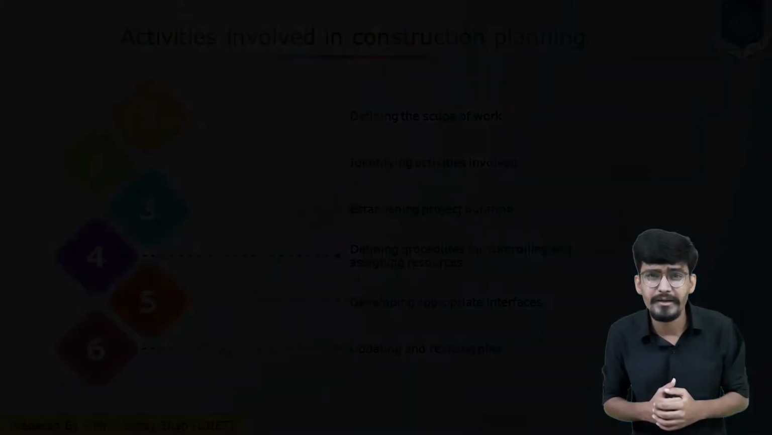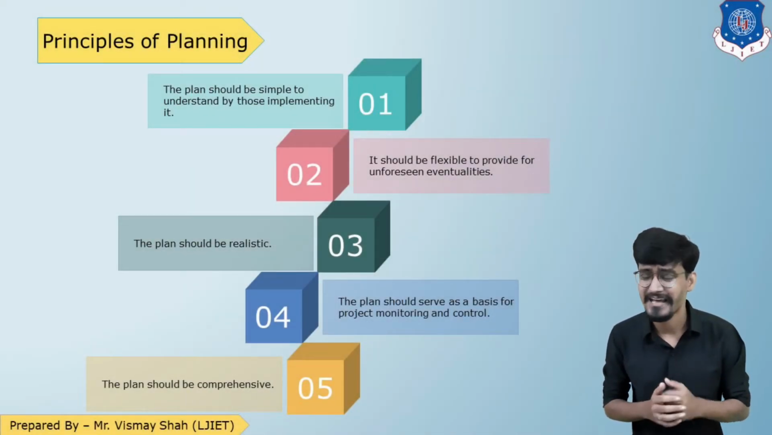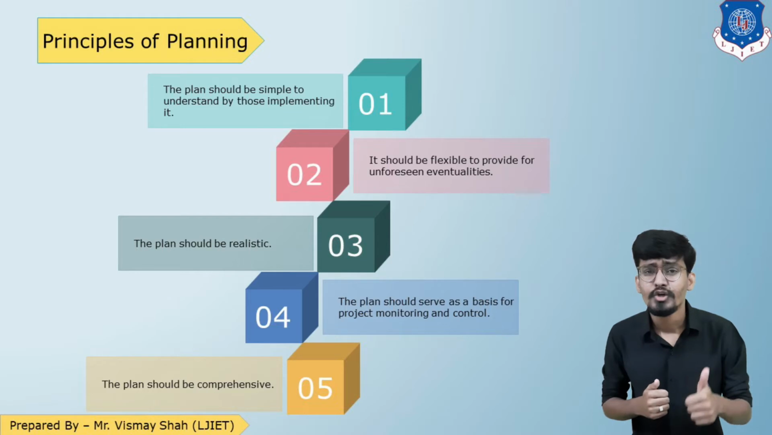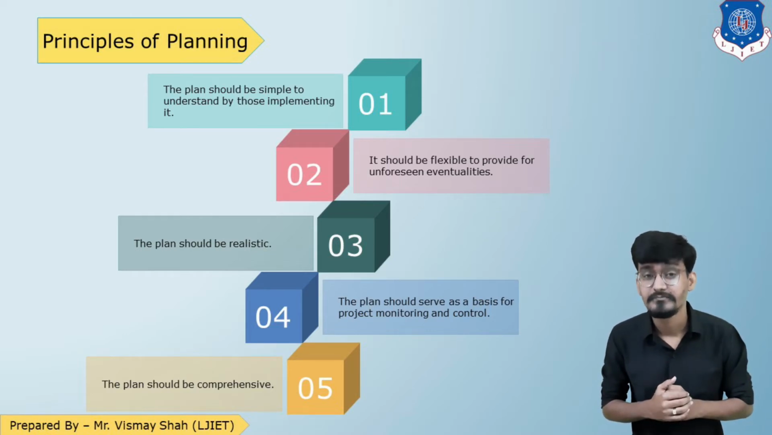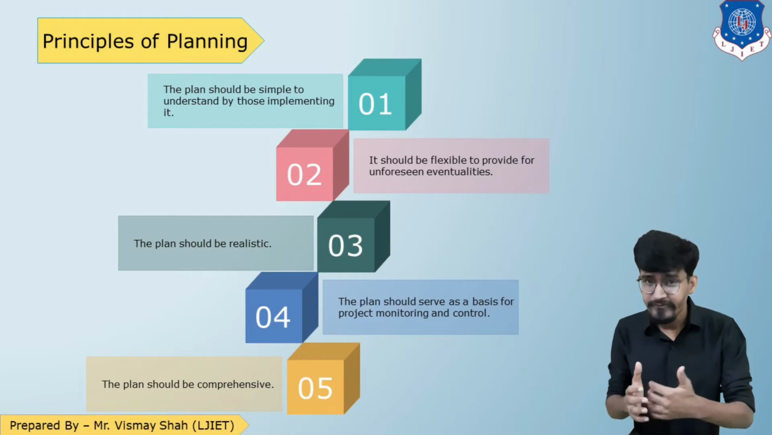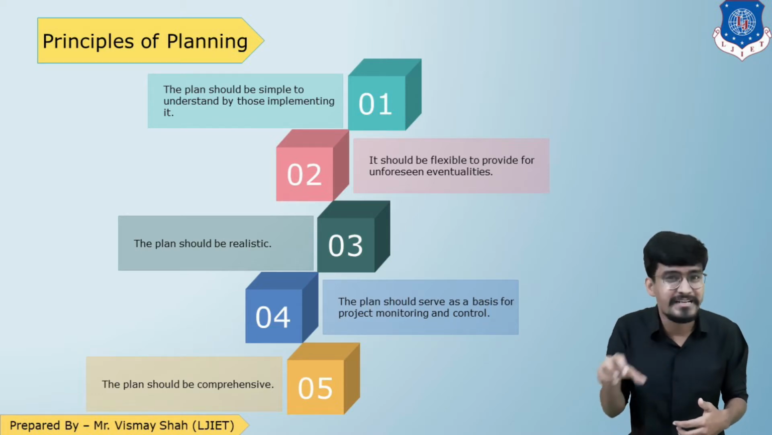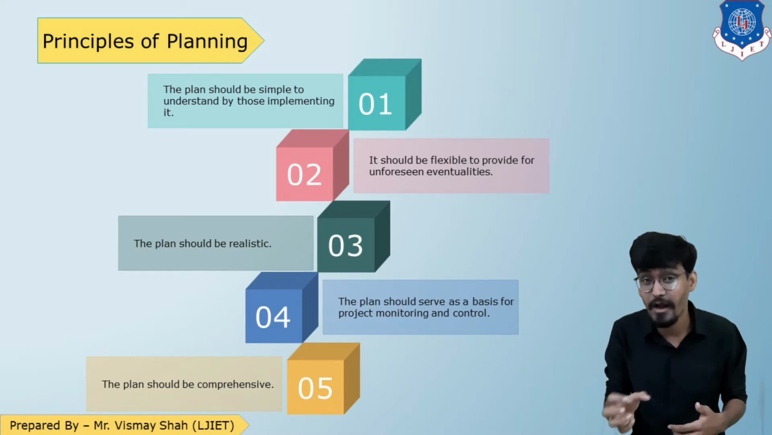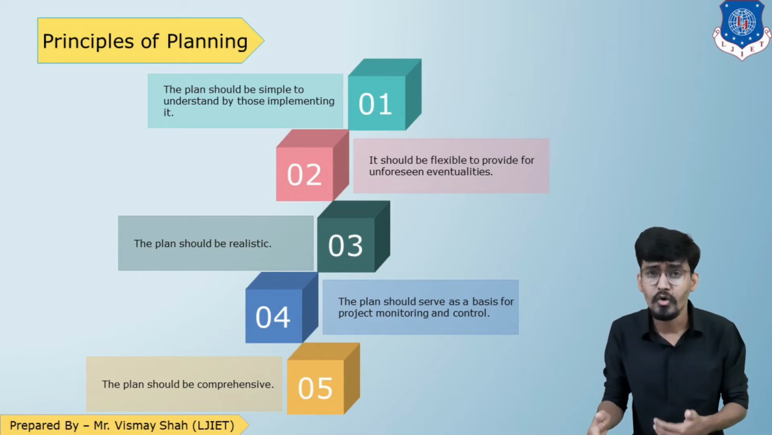Now, moving forward, the next is principles of planning. There are 5 principles which we have to keep in mind. The first is that the planning should be simple, such that it can be understood by the persons or the team who is implementing it. Obviously, if you are planning in your office, you have to keep in mind that the project is going on site. So you have to keep the on-site criteria, and prepare a plan that the site team could understand very well.